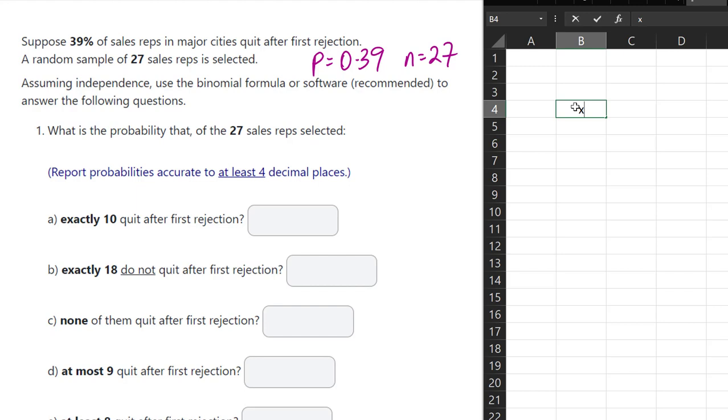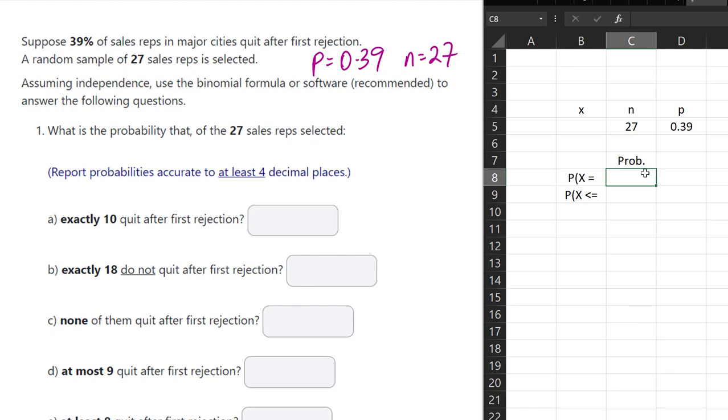So we're going to need X, then we're going to need N, we're going to need P. N is going to be 27 and P is 0.39. And we are going to be calculating probability. Let me just call that prob here. We're going to need the probability that X is equal to, and then we're going to need the probability that X is less than or equal to.